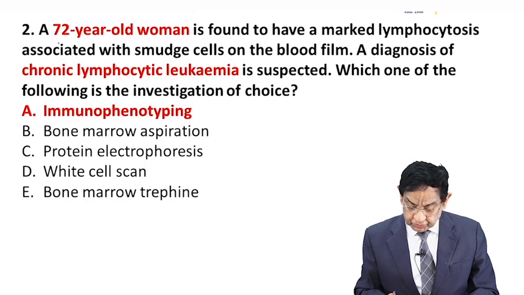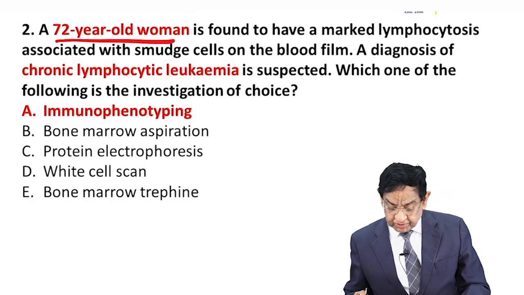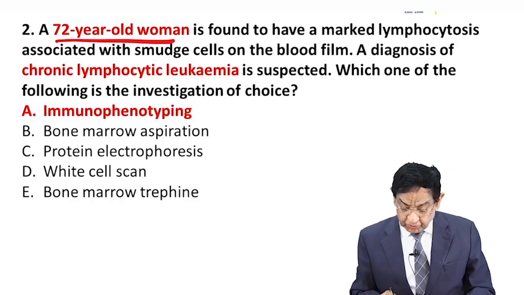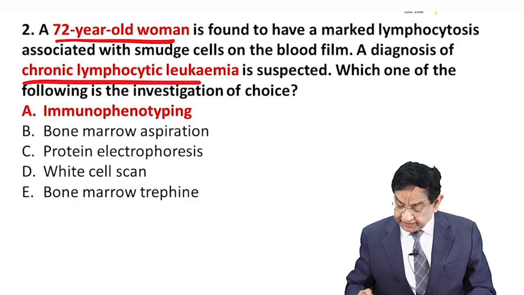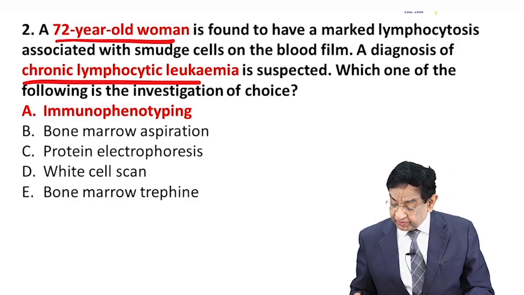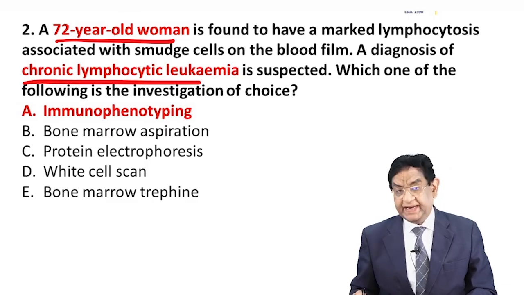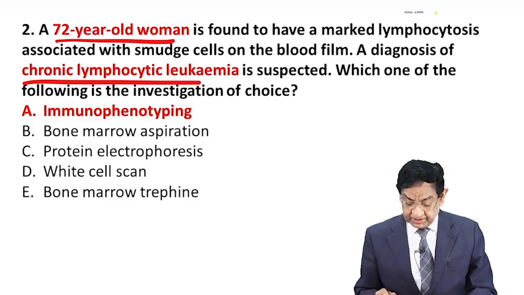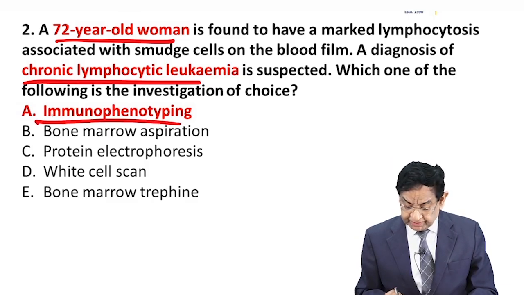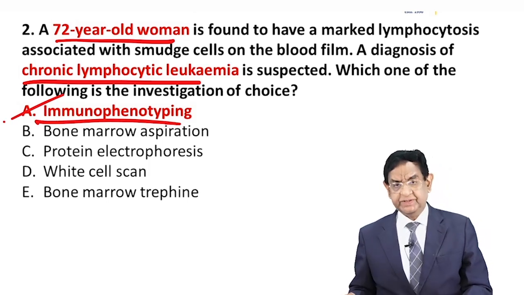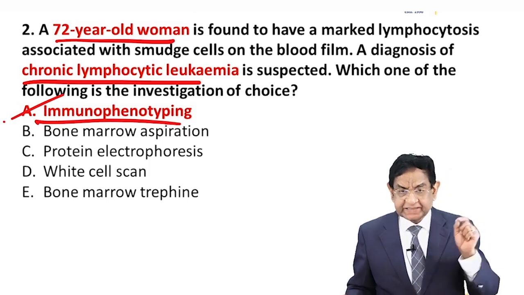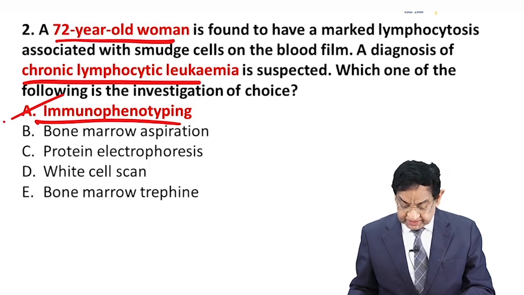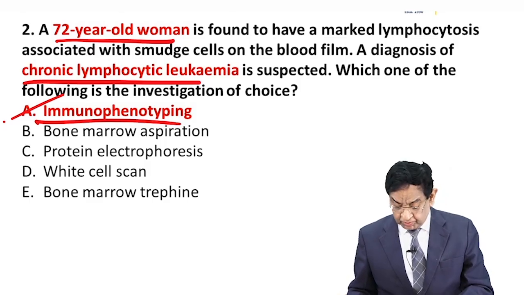Question 2. A 72-year-old woman diagnosed with chronic lymphocytic leukemia. And now, what is the next investigation? Immunophenotyping is the answer to this question. Why is this the answer? Why not others? Let's learn more about it.